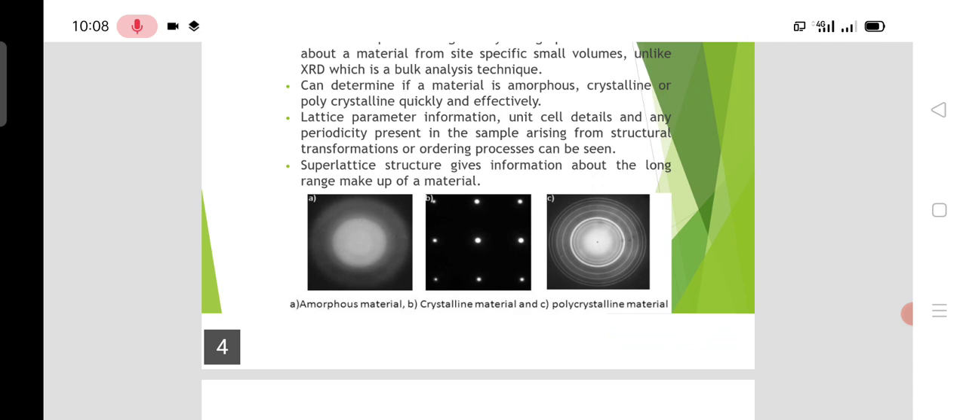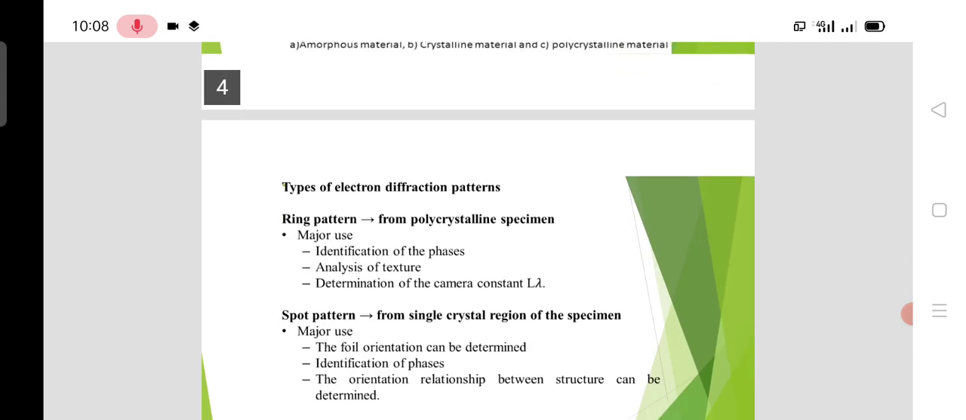Amorphous materials, crystalline materials, and polycrystalline materials. These are the three figures about materials: A, amorphous material; B, crystalline material; and C, polycrystalline material.